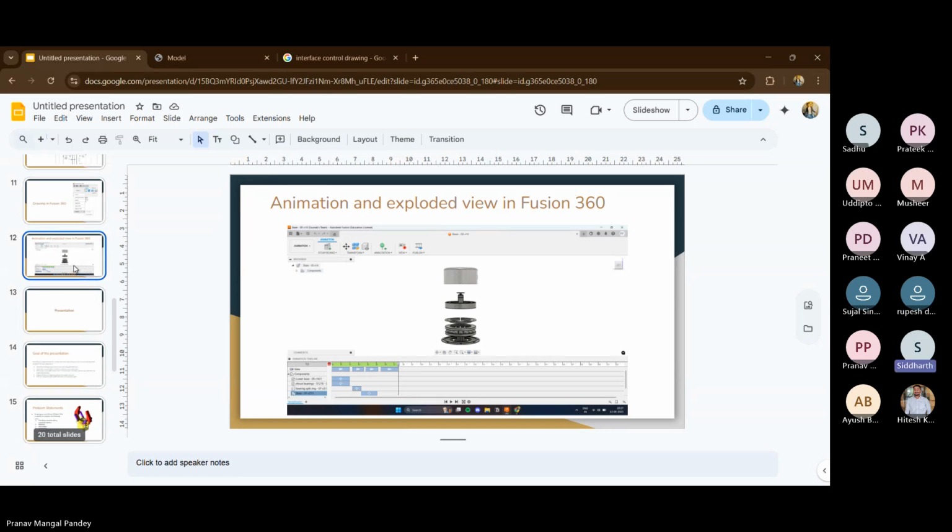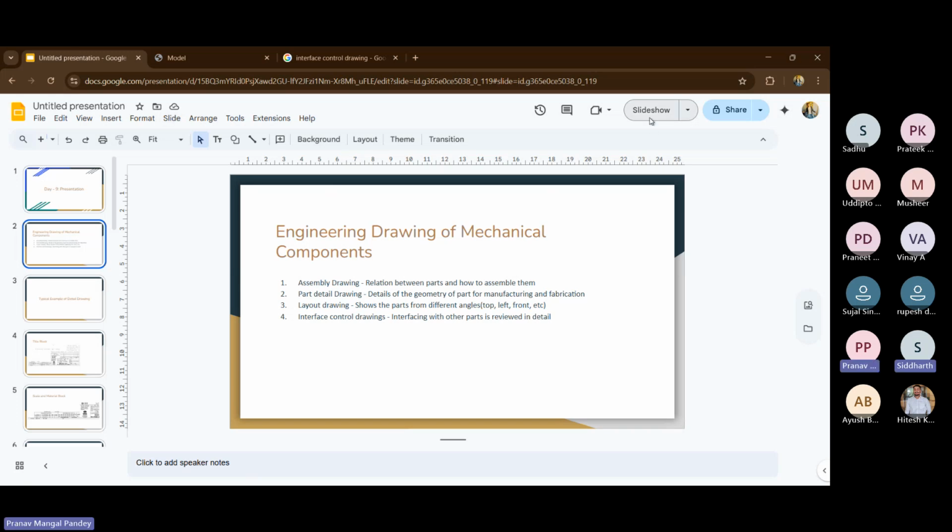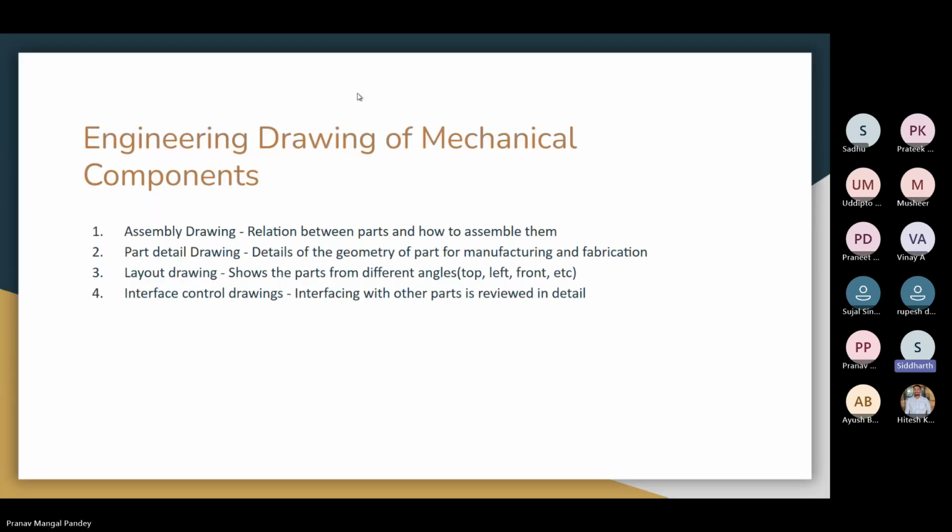So an interface drawing is for parts only. If I choose a particular small part and we explode it, it is a kind of interface control drawing. Whenever we are talking about an interface control drawing, we will say the interface control drawing of such part, for example, the upper base part.